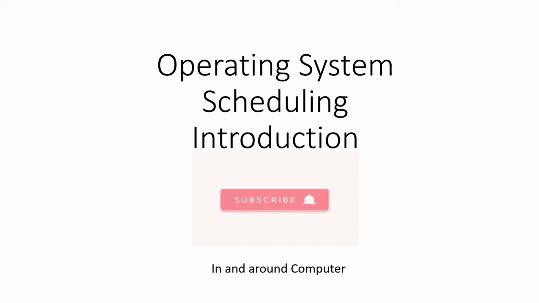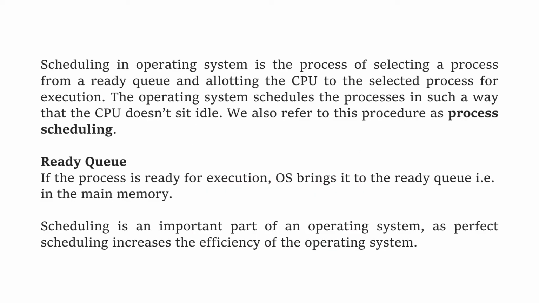In this video, we are going to see the introduction about the operating system scheduling. Scheduling in an OS is the process of selecting a process from the ready queue and allotting the CPU to the selected process for execution. Ready queue means if the process is ready for execution, OS brings it into the ready queue. That is the main memory.